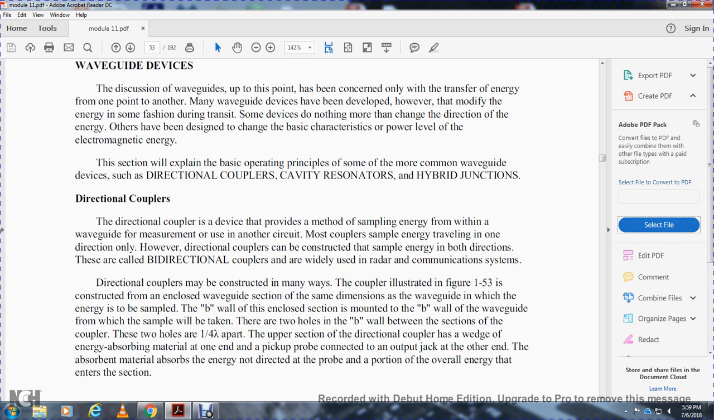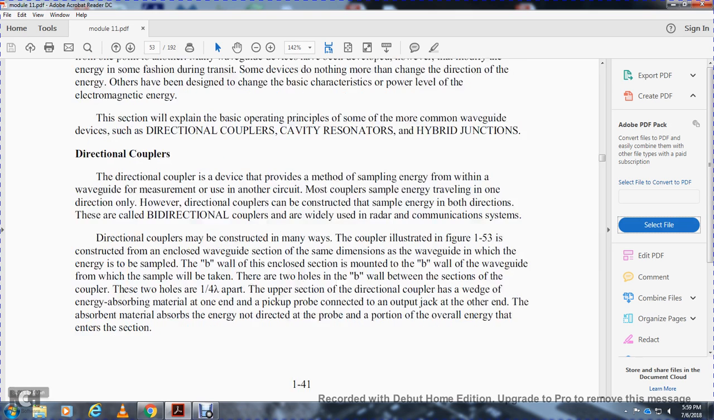The coupler illustrated in Figure 153 is constructed of an enclosed waveguide section of the same dimension as the waveguide in which the energy is to be sampled. The B wall is enclosed with a section of waveguide mounted on the B wall, from which the sample will be taken through two holes in the B wall between the sections of the coupler. The two holes are 1/4 wavelength apart. The upper section of the directional coupler has a wedge of energy absorbing material on one end. A pickup probe connected to the output jack is on the other end. The absorbent material absorbs the energy that does not go directly to the probe, in proportion to the overall energy through the entire section.